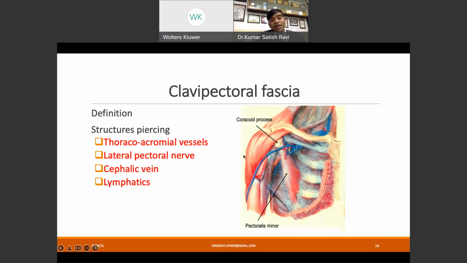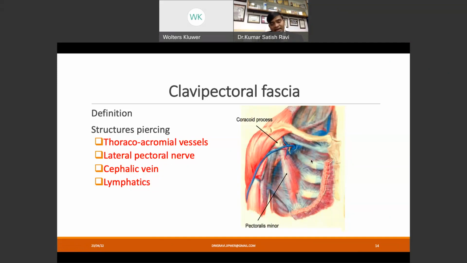This clavipectoral fascia is pierced by some structures: the thoracoacromial vessels, the lateral pectoral nerve, the cephalic vein, and the lymphatics. These are the structures which pierce the clavipectoral fascia. Medially, it is attached to the first rib and the fascia covering the first two intercostal spaces.